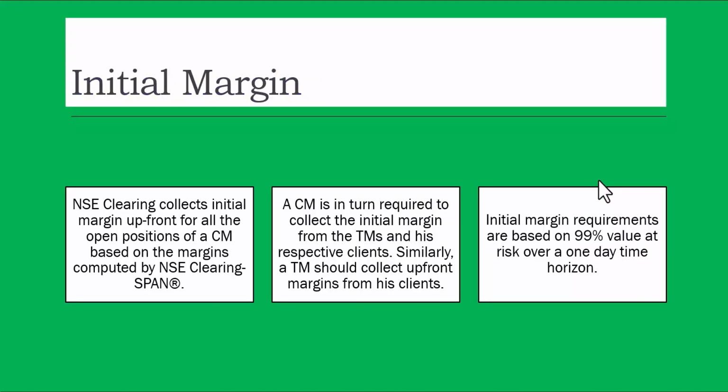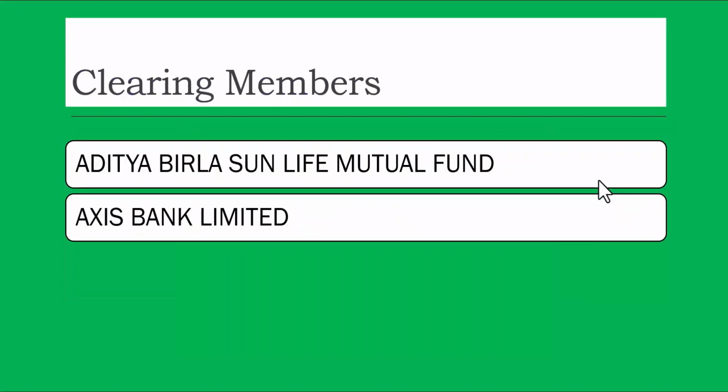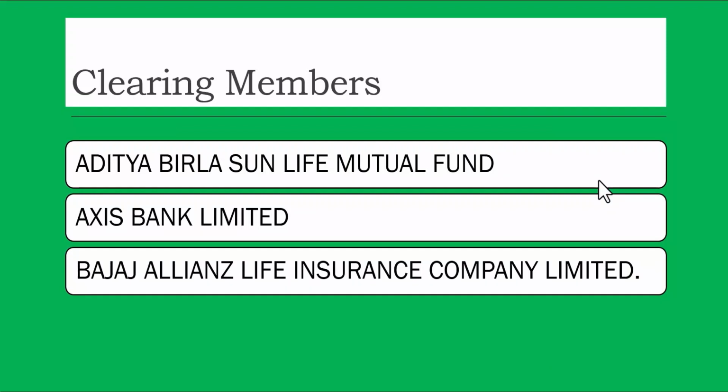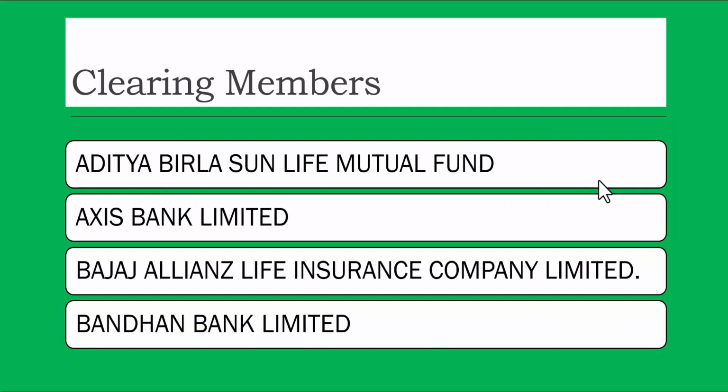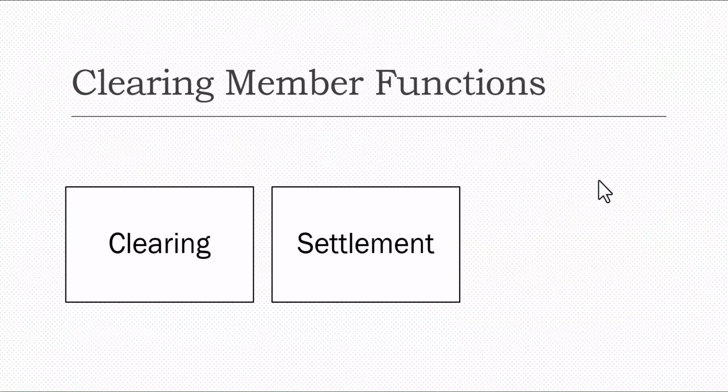I'm not covering that; you can just look at this. These are the clearing members. Who are the clearing members? Aditya Birla Sun Life Mutual Fund, Axis Bank Limited, Bajaj Allianz Life Insurance, and Bandhan Bank. Their job is to see that the stock exchange is functioning smoothly and all the margins are being collected from the trading members, and trading members are collecting the margins from the clients.